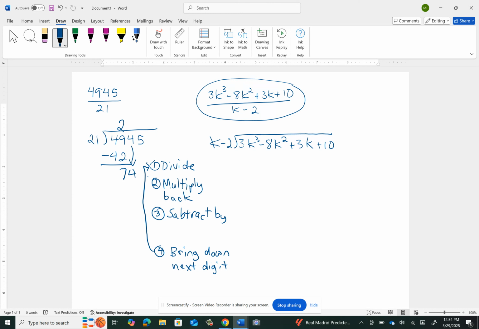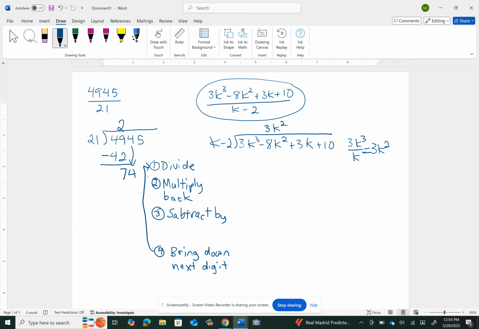So we're looking at dividing k minus 2 into that entire polynomial, but we really can just focus on taking the 3k to the third and dividing it by k. So that would knock out one of those k's, and I'd have 3k squared left. So k would go into 3k to the third 3k squared times. So I'm going to put a 3k squared right there.